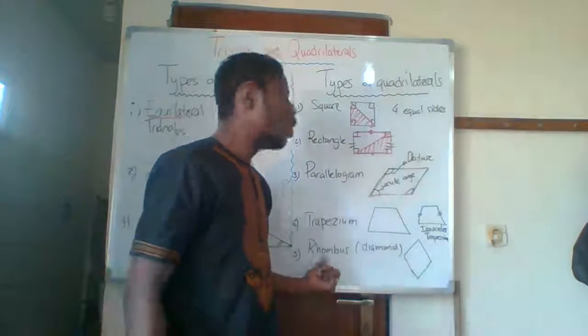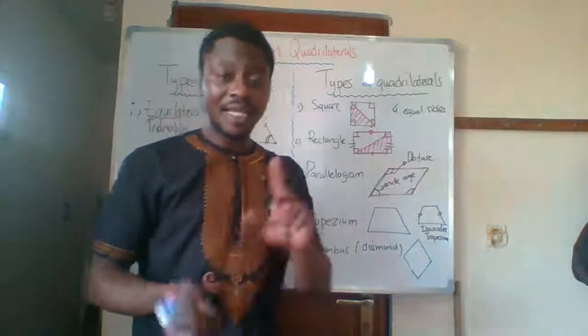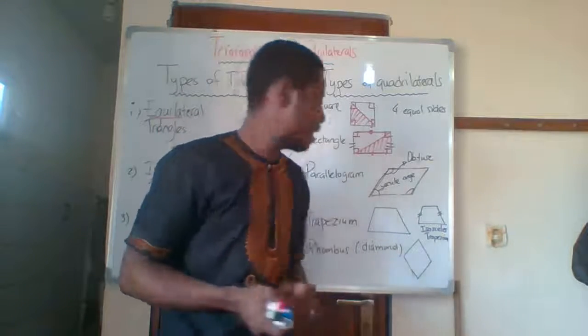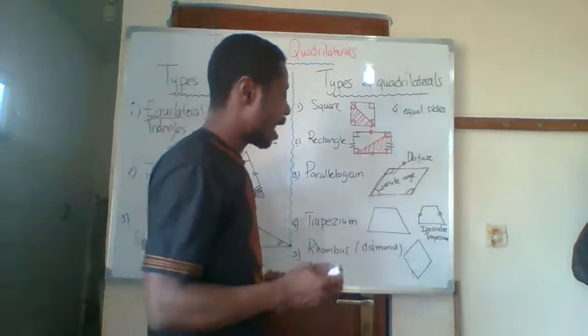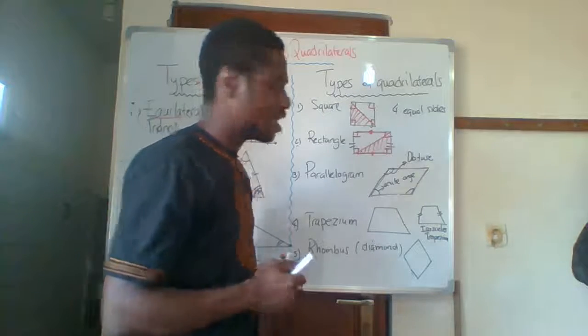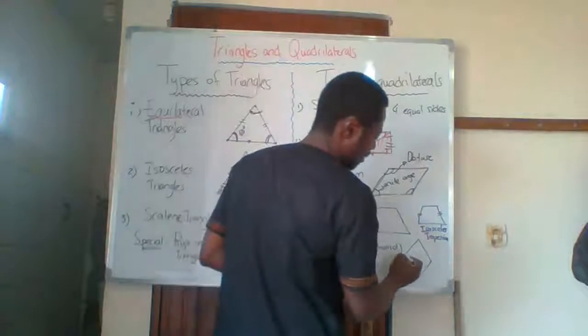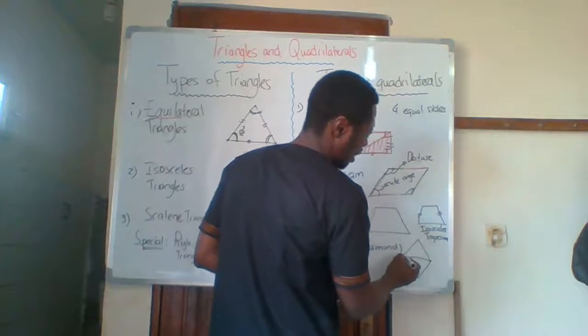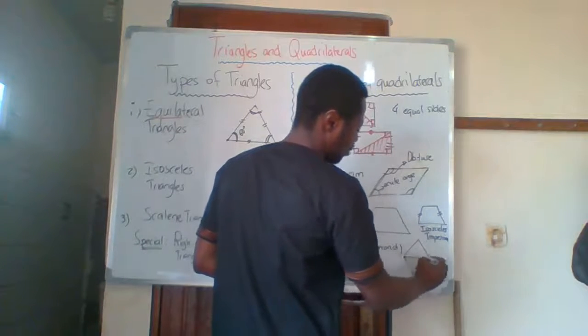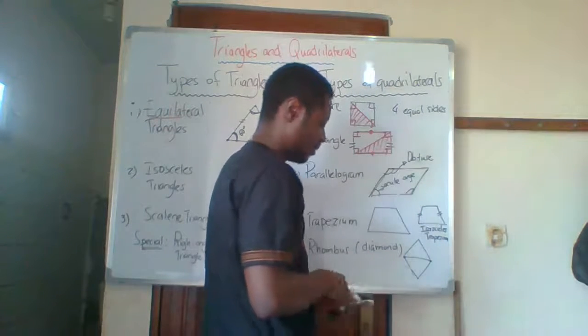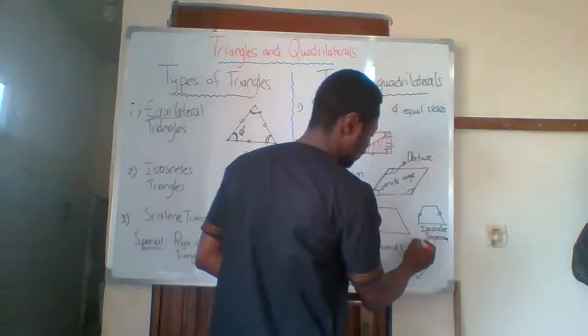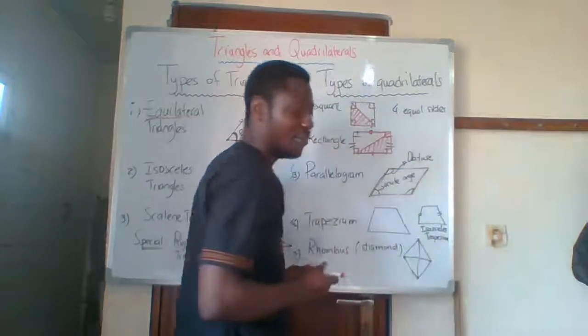Then you have a rhombus. A rhombus is like a diamond. It has four sides. It's like a square, but it has a difference. The diagonal from this point to that point is shorter, and the diagonal from this point to that point is bigger.